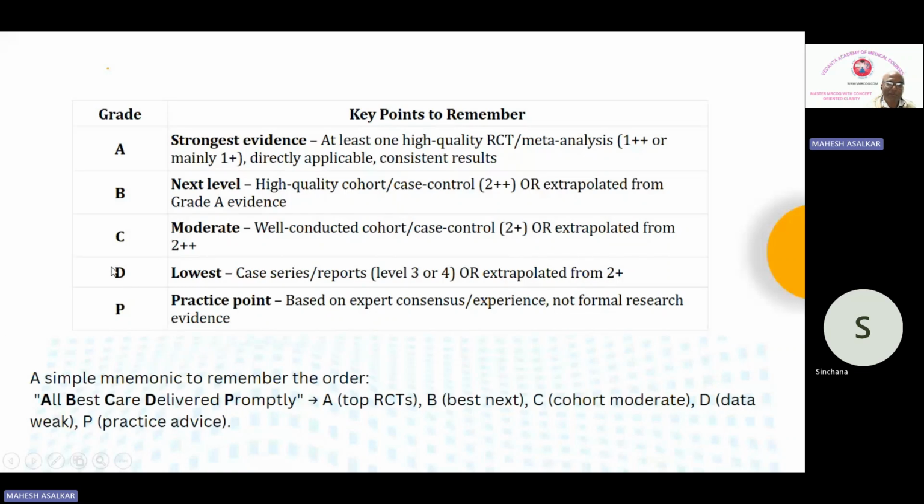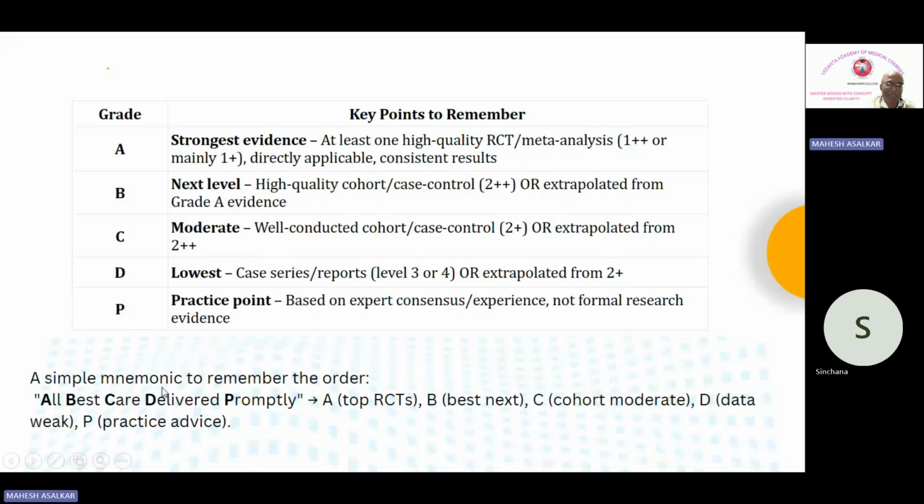So when they ask you about D, don't select the option with only case series and case report. You select the complete one, extrapolated from 2+. You may have two options. One is case series, case reports, level 3 or 4, and another option will be this complete sentence. So this complete sentence you should remember. P is practice point, what we have discussed.